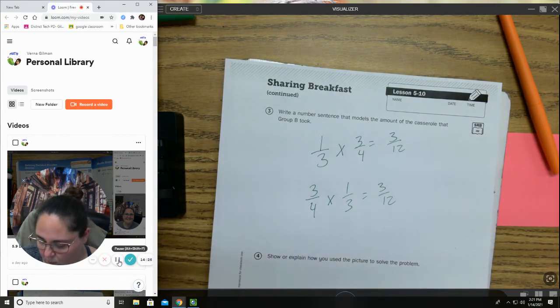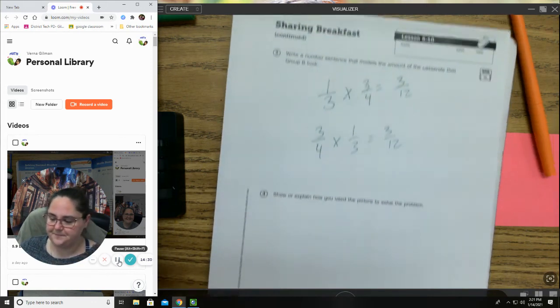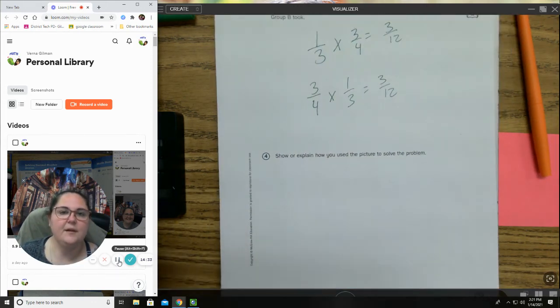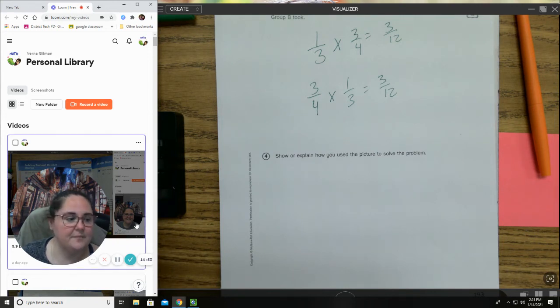Now you need to show or explain how you used the picture to help you solve the problem. How did you use that picture to help you solve the problem? What I want you to do is take a moment and go ahead and try to type it out. Think about how we just did the last problem in our math workbook. Think about some of those words that we used. See if you can use that to help you describe how we solved this problem. I am needing you to use complete sentences. Okay?